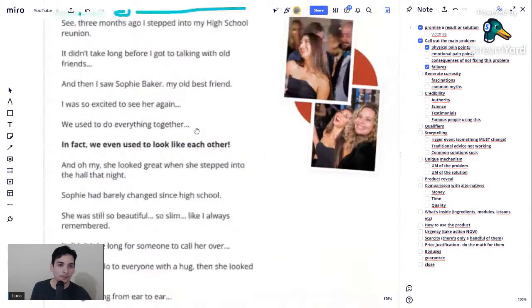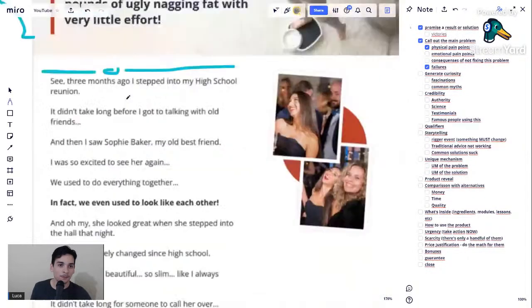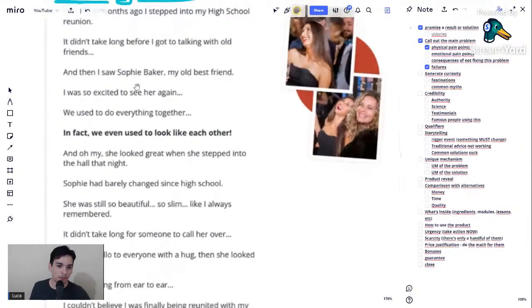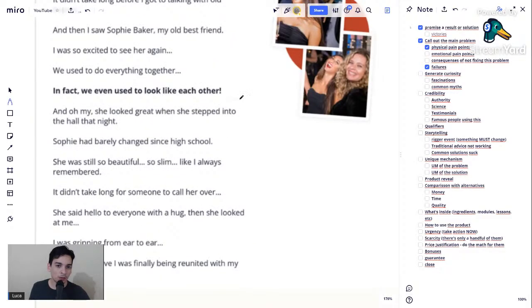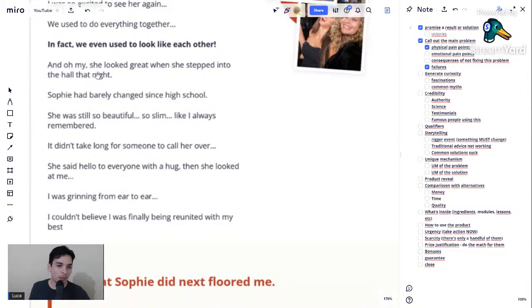See, 3 months ago, I stepped into my high school reunion. It didn't take long before I got talking with old friends, and when I saw Sophie Baker, my old best friend, I was so excited to see her again. We used to do everything together. In fact, we even used to look like each other. Oh my, she looked great when she stepped into the hall that night.